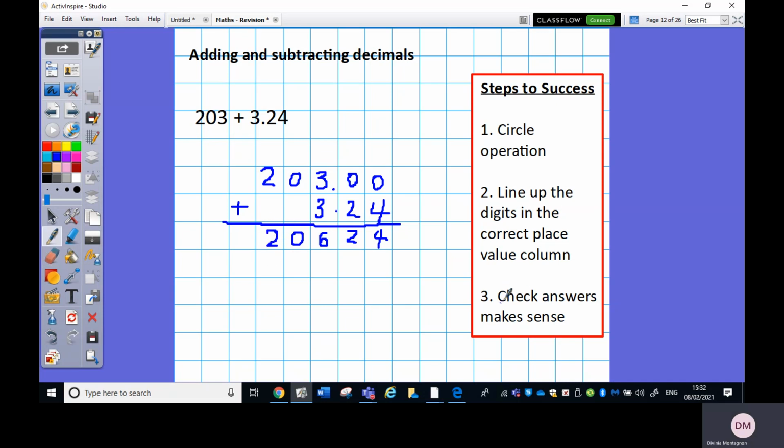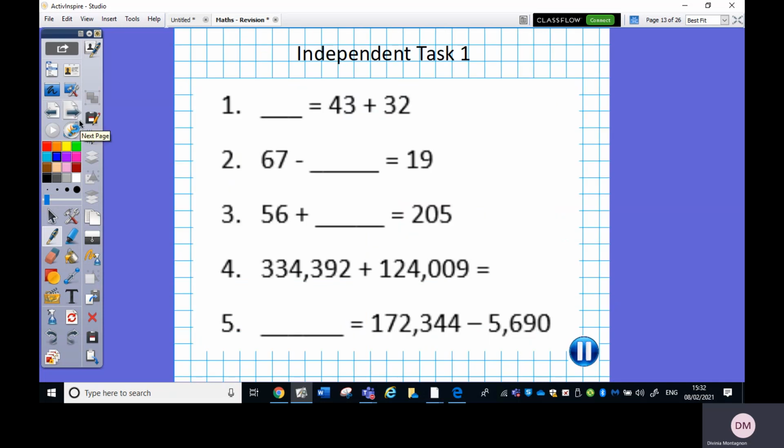And now let me double check. I started with 203 and I have 20,000. Ah, well done. Yes, you caught that this time, didn't you? Excellent. I'm adding, so I know that my answer is going to be greater than 206. Fantastic. So I know that that makes sense. Brilliant.